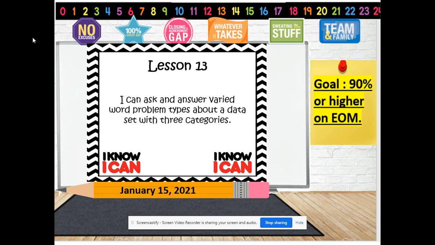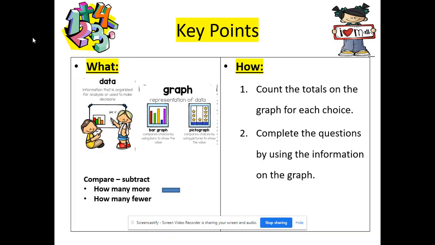The date today is January 15, 2021, and our goal is to get a 90% or higher on our end of module. Our objective for today says, I can ask and answer varied word problem types about a data set with 3 categories. That means we're just going to continue to answer questions about graphs. And also, this is our last lesson for Module 3, so we will have an end of module coming up soon. Our key points. What do we need to know to be successful?